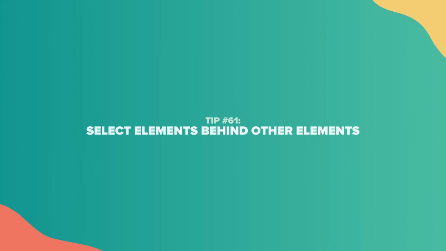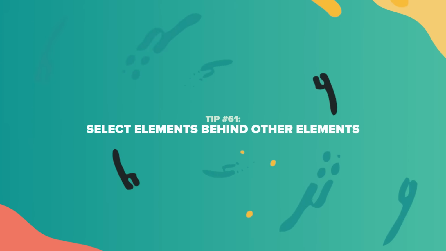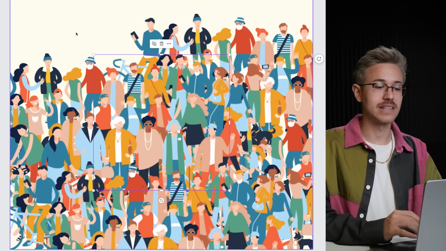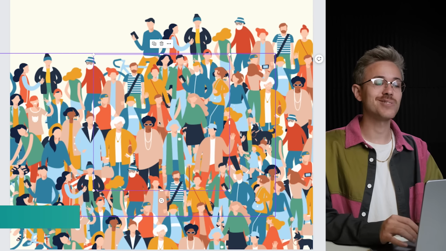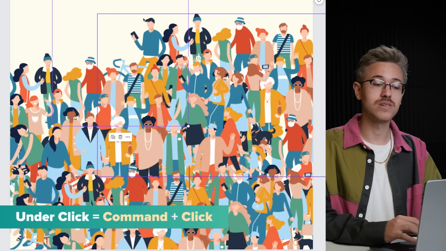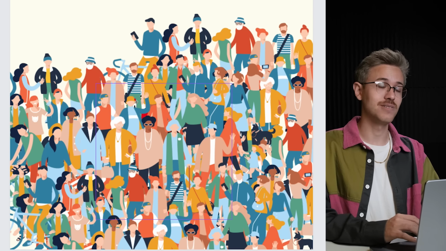Tip 61, select elements from behind other elements. Let's say you want to select an element at the bottom of a stack of many layers. What are you supposed to do? Move them all out of the way one by one? Wrong. Just hold down Command and click until you select the right element. Now you can move and scale that element as you need.